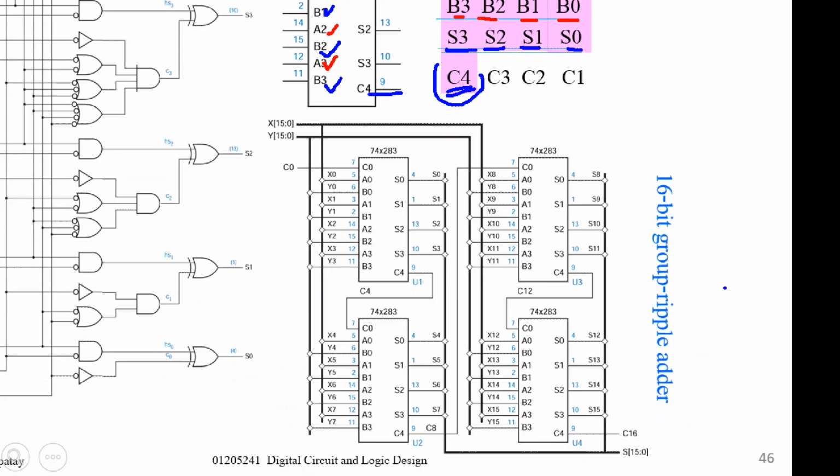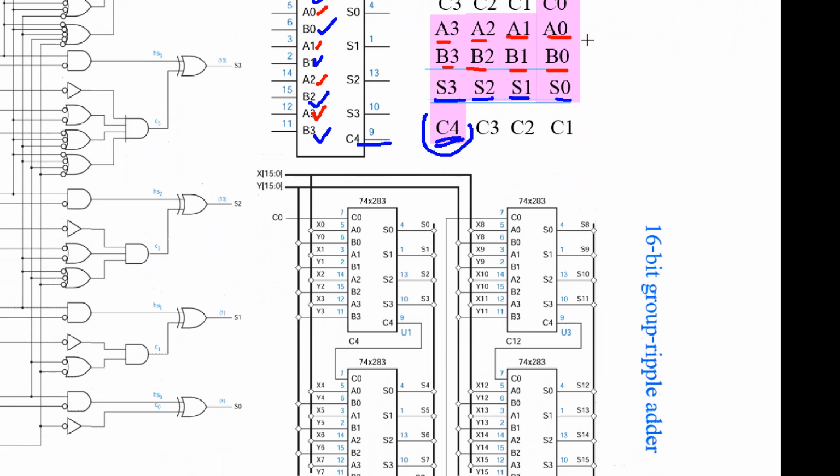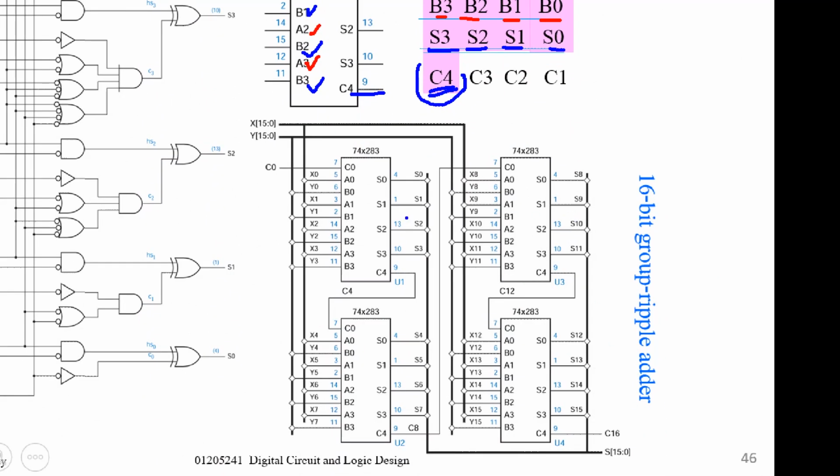And here I want to show how to use IC number 283, the 4-bit adder, to make a 16-bit adder by using a ripple adder technique, namely you connect the carry out of one digit to the carry in of the next digit, and this carry out goes to the carry in of the next digit.